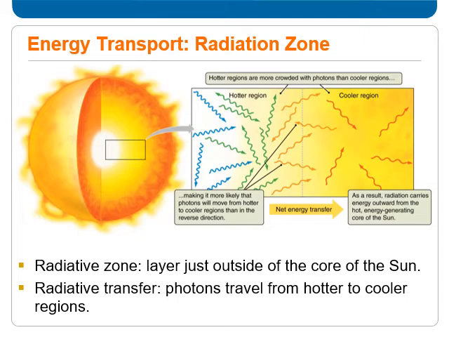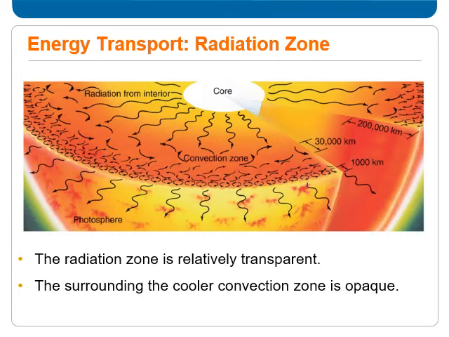Opacity is the term used to describe how easily radiation can flow from the core to the surface of a star. The higher the opacity, the more difficult it is for radiation to flow. In the radiation zone, the opacity is low. The radiation zone is relatively transparent. However, the surrounding less dense and cooler convective zone is opaque. The processes of the convective zone are explained in the next lecture.